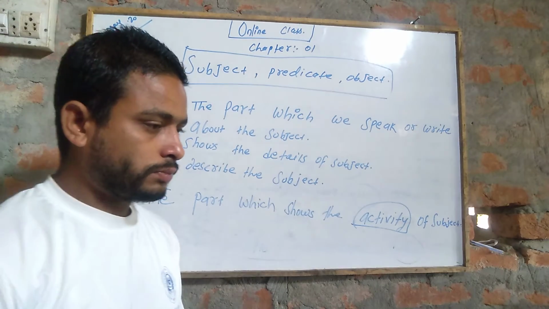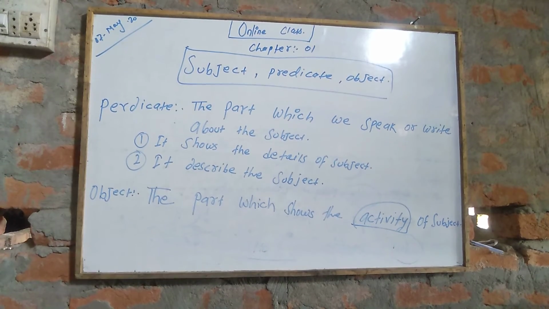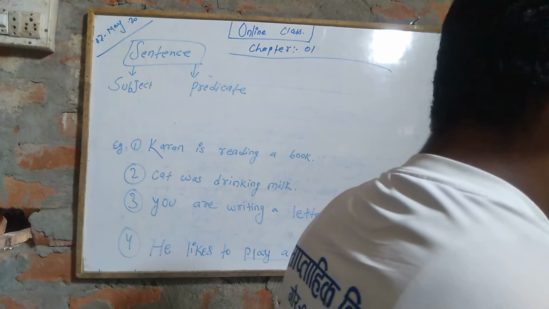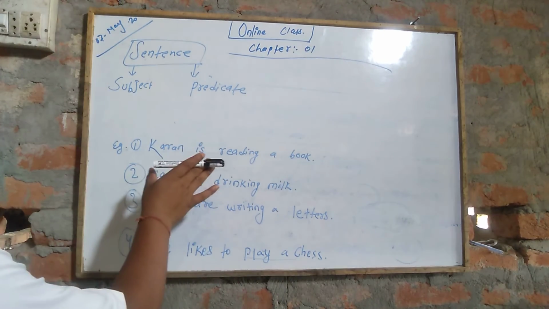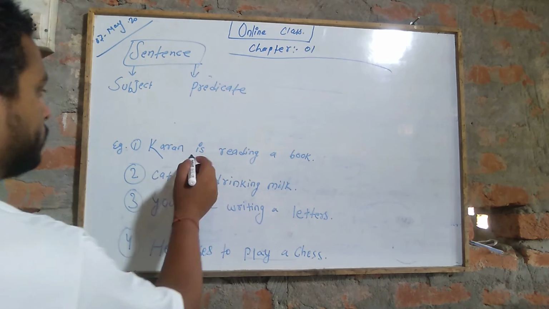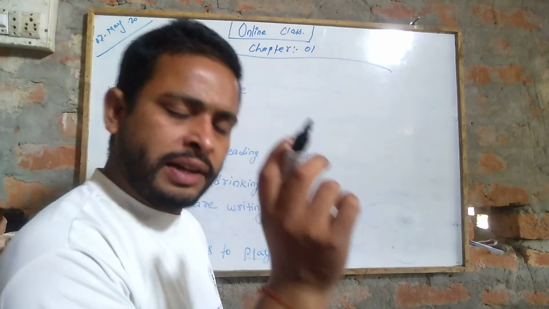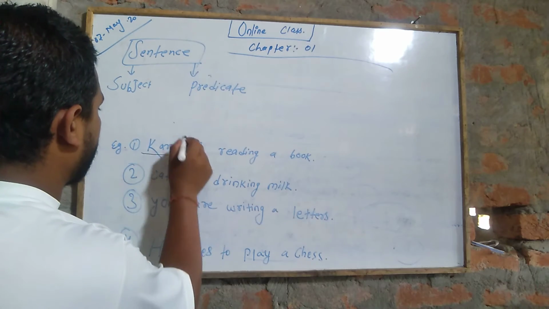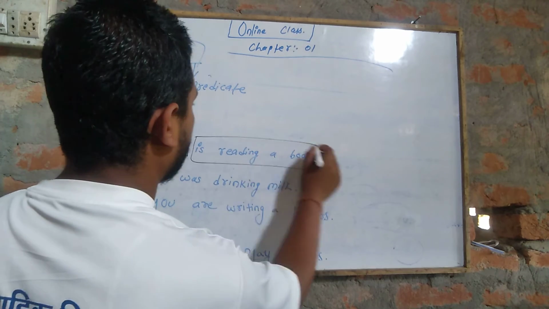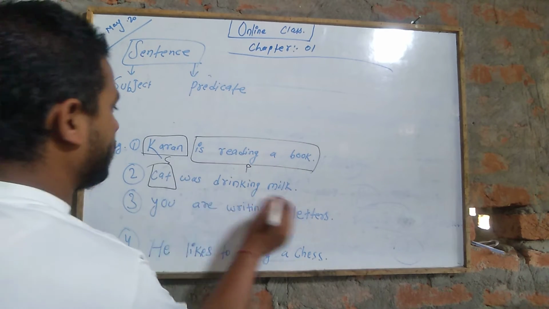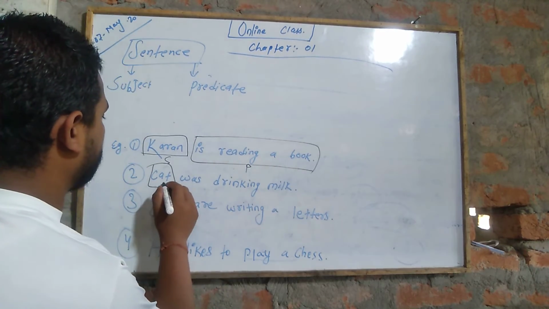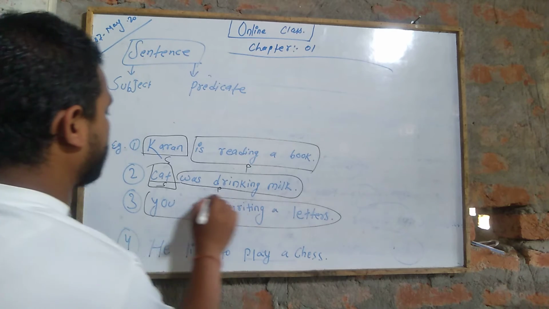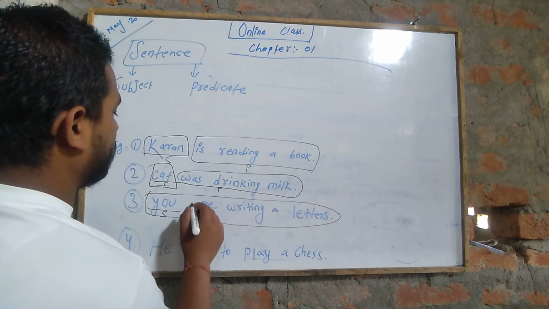Let's see an example. Now let's discuss the predicate. Leave the subject, and all that is left in the sentence is the predicate. Easily. Cat was drinking milk. Who was drinking? Cat. Subject. All these are predicate. You are writing a letter. Who is writing? You. Subject. These are predicate.